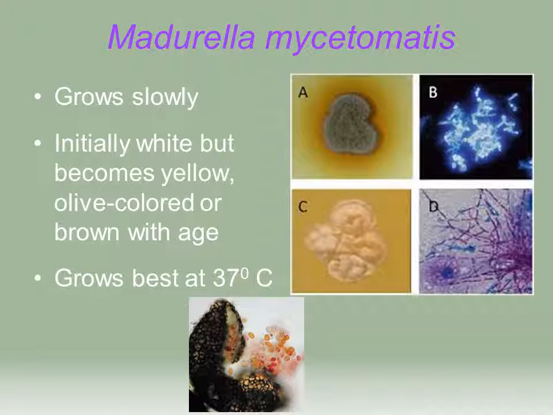The organism itself grows slowly in the lab, initially white, becoming brownish green as it ages. It does grow best at 37. And the interesting thing in these pictures is the one on the bottom center. This is one of those dark granules, and it has broken open, and what you see kind of spilling out of it are infective spores. So this is the way the organism would reproduce and stay alive in nature.